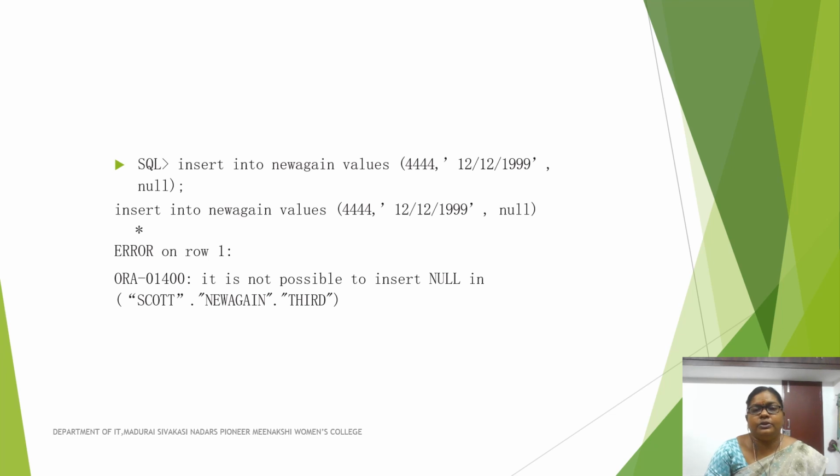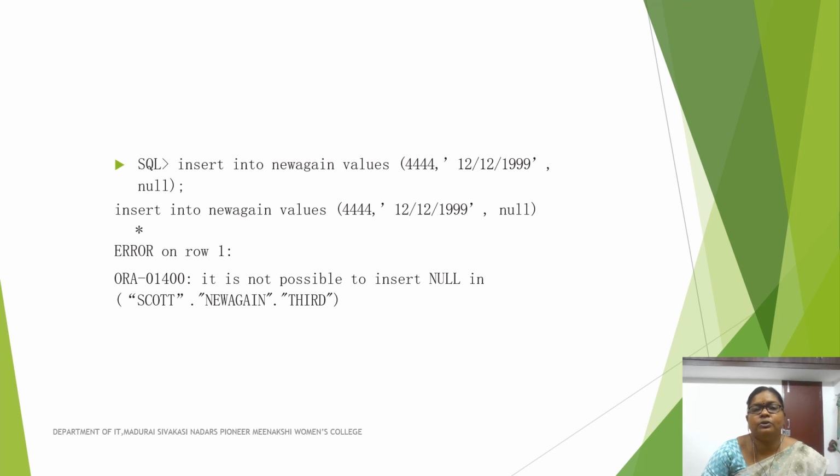Next I'm going to give an input to check whether the constraint is working properly or not. So insert into new again values. In that I'm going to mention the first column data, the second column data and the third column data. Note that I'm going to give a null value for the third column. But when I try to execute the same line, it shows an error.